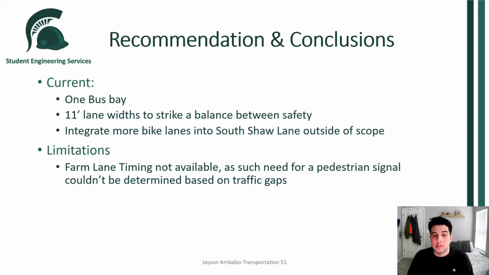We recommend that MSU integrates more bike lanes in the South Shaw Lane outside of the scope that would tie into the ones that were inside of the scope. Our main current limitation includes not having Farm Lane signal timing. As such, the need for a pedestrian signal couldn't be determined because we didn't have the gaps coming from that side. This concludes the transportation portion for Student Engineering Services.